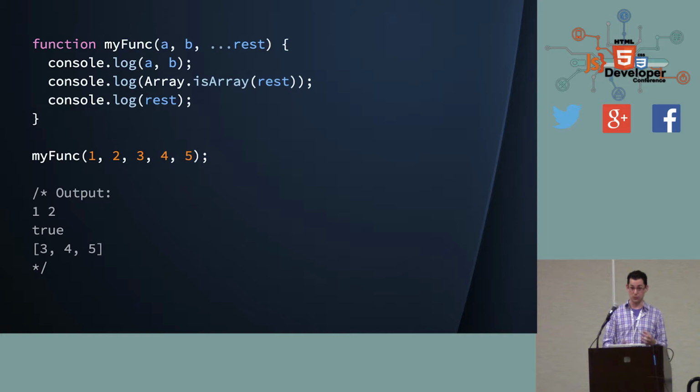And this is an actual array. You can see here we're doing Array.isArray. This will return true. Whereas with arguments, of course, this will return false, and then you run into all your issues. But it's also really nice because you can have these parameters at the very start of it. You can have A and B, and rest does not include A and B.